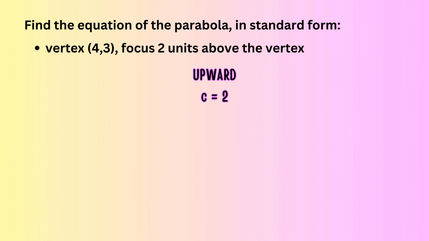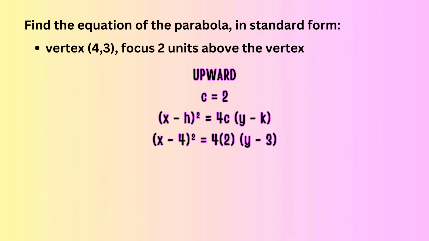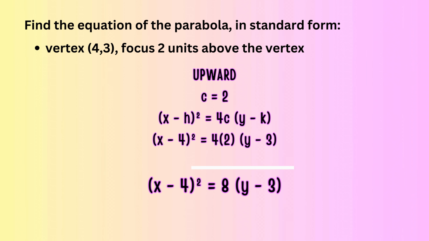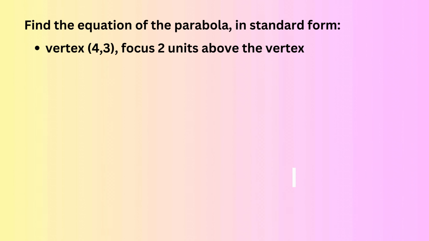Now to get its equation, supply the given vertex and the value of c to the equation (x minus h) squared equals 4c times (y minus k). The equation becomes (x minus 4) squared equals 4 times 2 times (y minus 3), or (x minus 4) squared equals 8 times (y minus 3). Were you able to get the same answer?